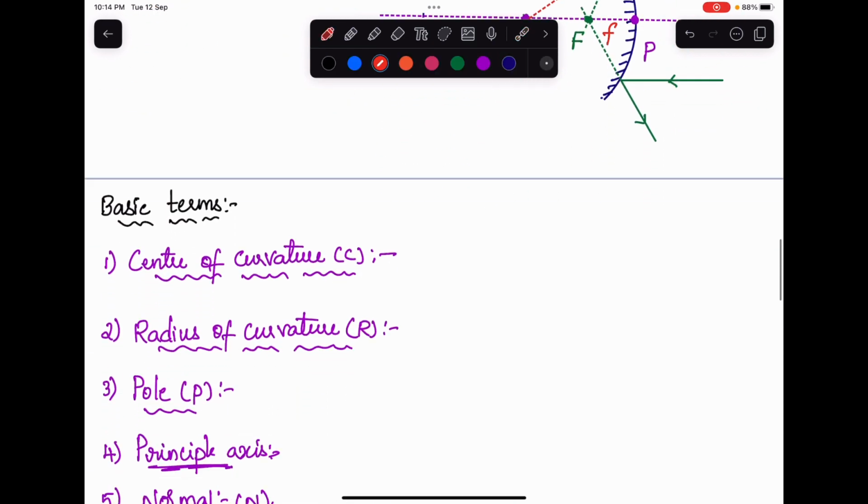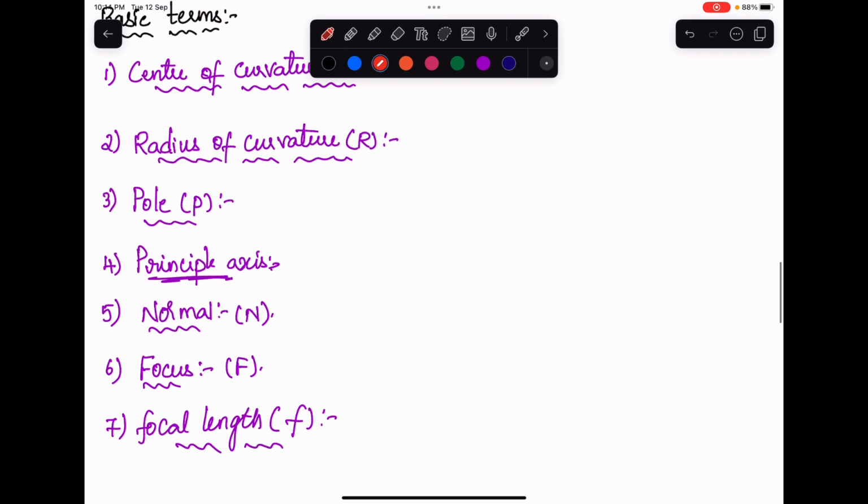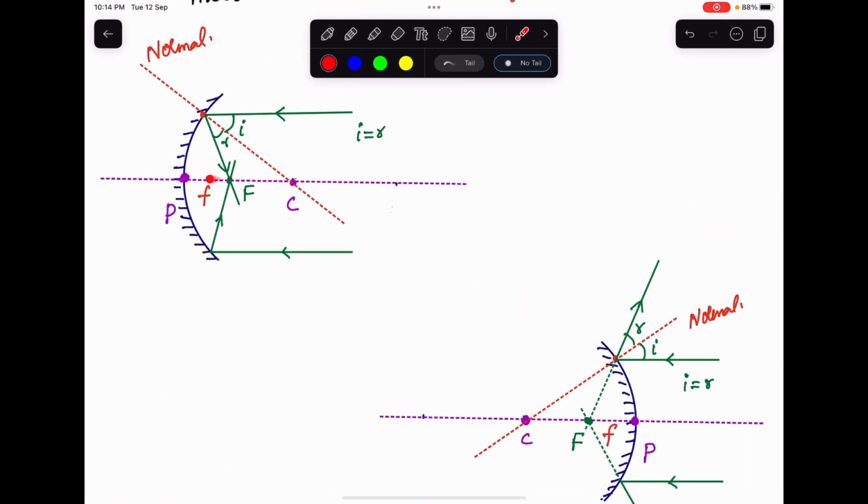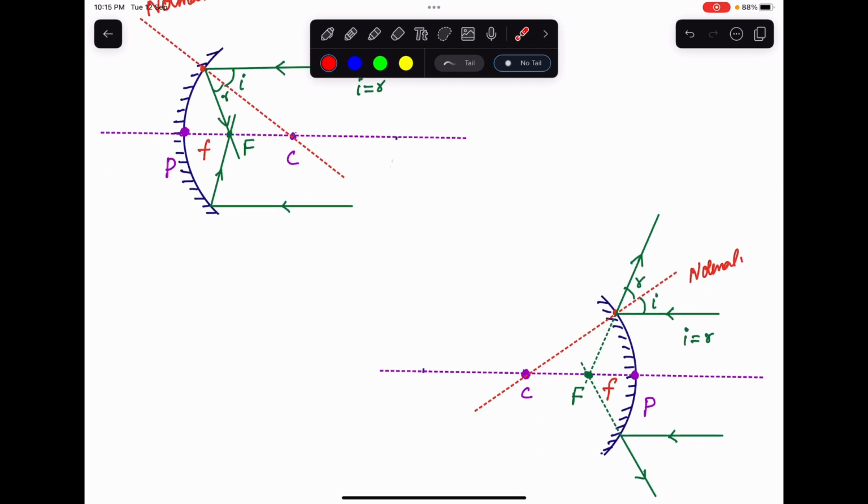So taking this definition into consideration, I would like to restate the definition of radius of curvature once again. The distance between the pole and the center of curvature is also termed as radius of curvature. See this one: pole to center of curvature is radius of curvature, and pole to focus is focal length. So these are a few basic terms related to your spherical mirrors.